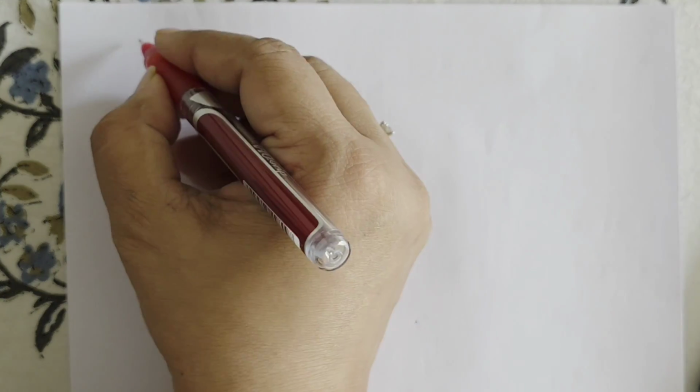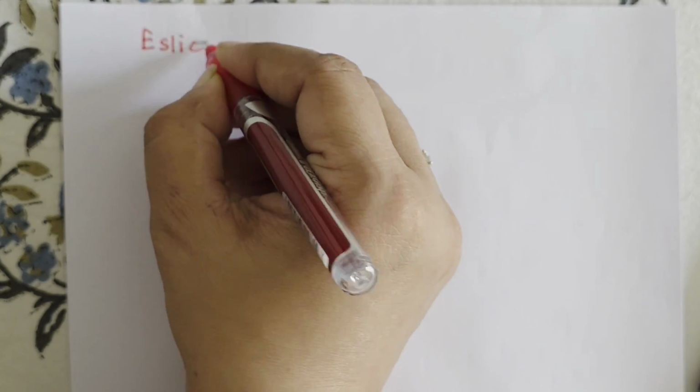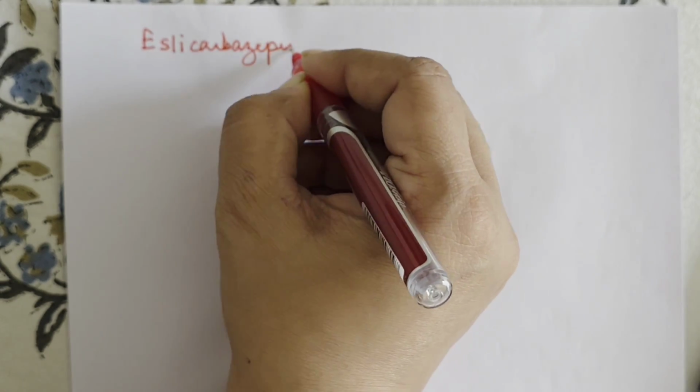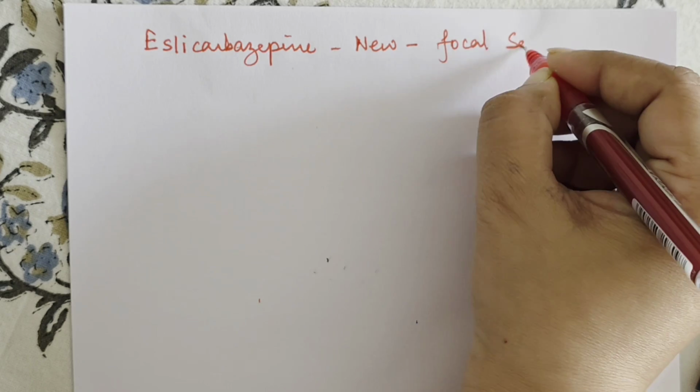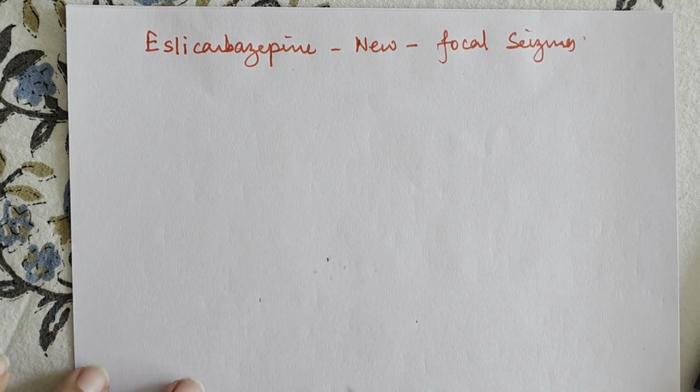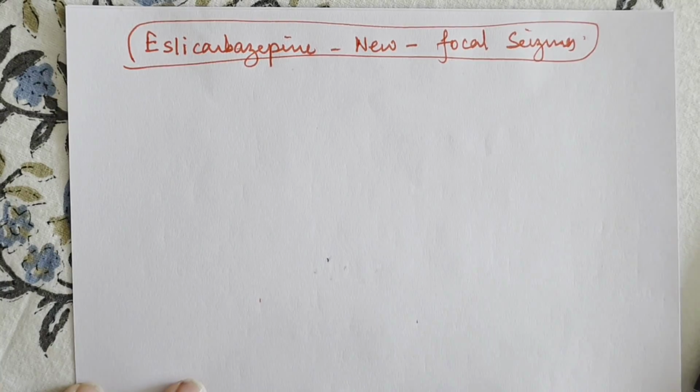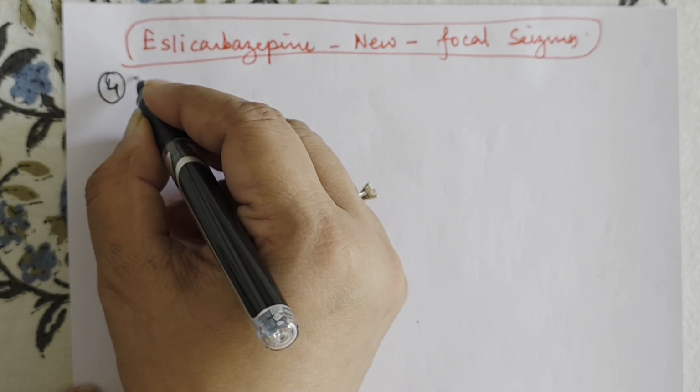Then there is a new drug also in this. That is, I'll write it here, eslicarbazepine. It is a new drug which is used in focal seizures. It is also a sodium channel blocker. So this is a drug which is based on carbamazepine only. The next important drug that we have is valproate.